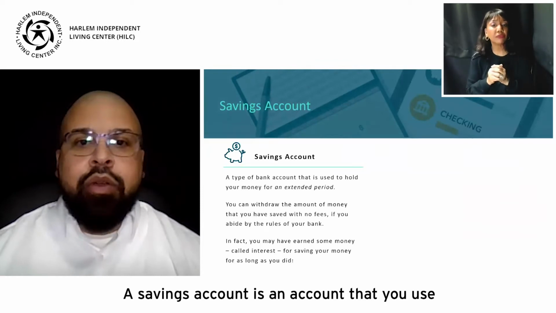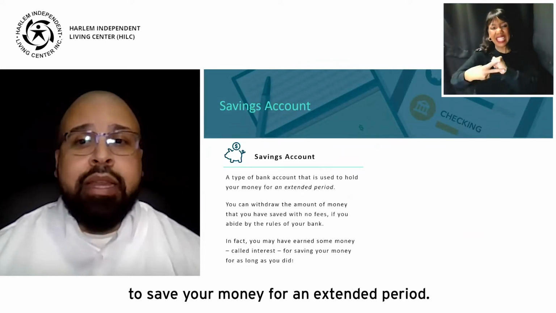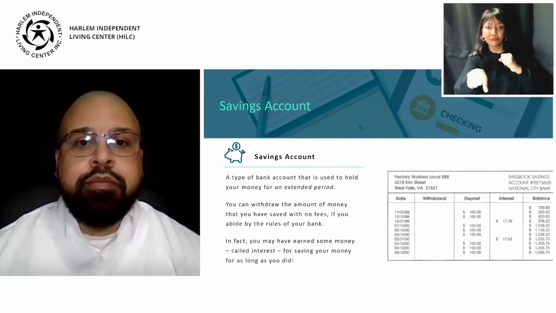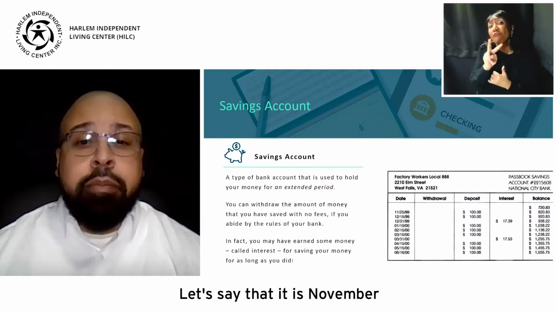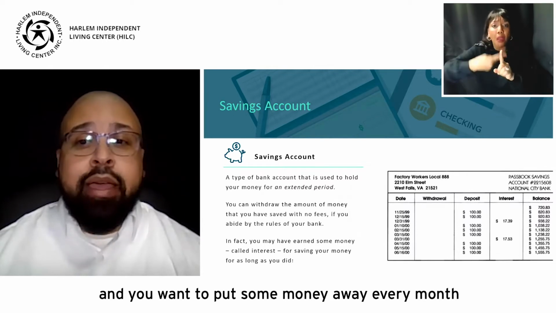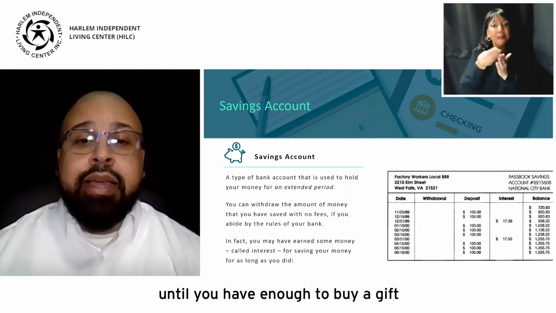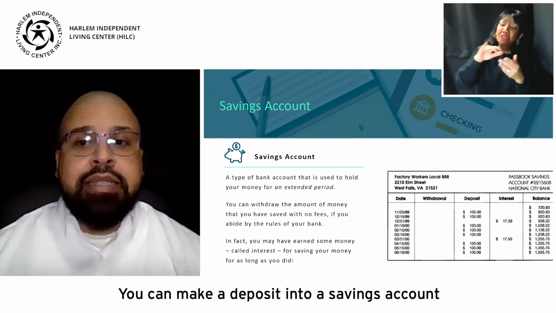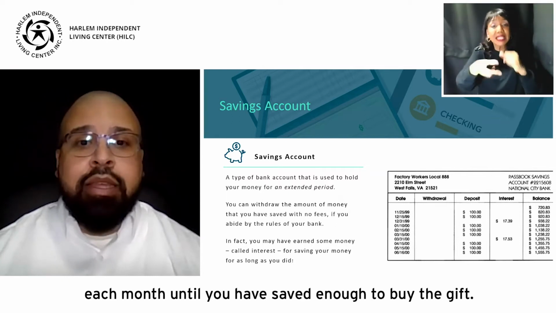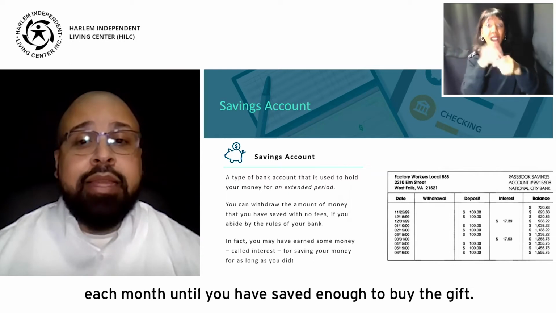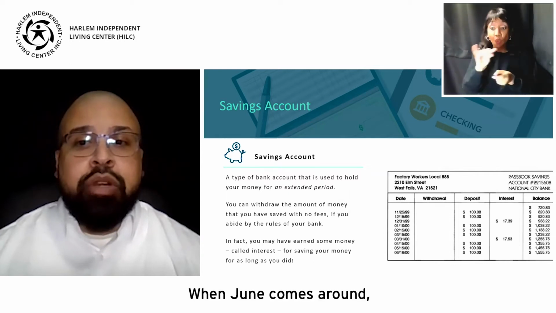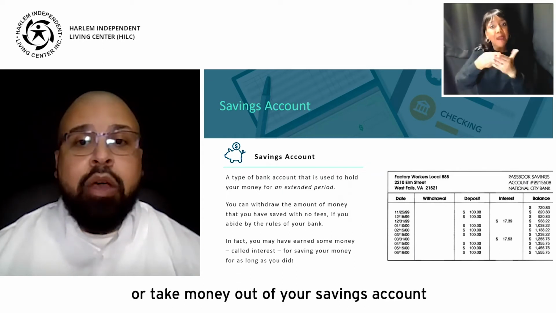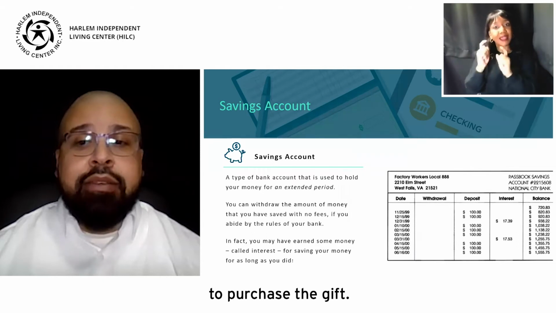A savings account is an account that you use to save your money for an extended period. Snapshot of a savings account balance sheet appears on the right. Let's say that it is November and you want to put some money away every month until you have enough to buy a gift for a relative's birthday in June. You can make a deposit into a savings account each month until you have saved enough money to buy the gift. When June comes around, you can go to the bank and withdraw or take money out of your savings account to purchase the gift.